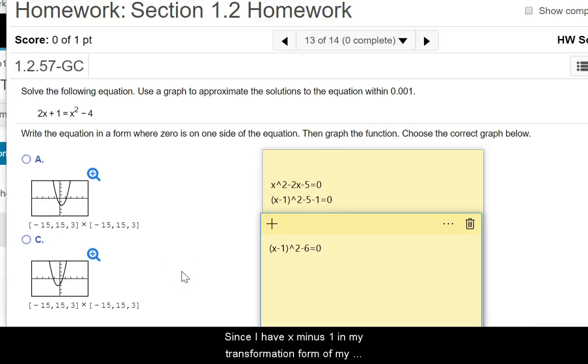Since I have x minus 1 in my transformation form of my quadratic, I know I must shift right. Therefore, my answer is option A.